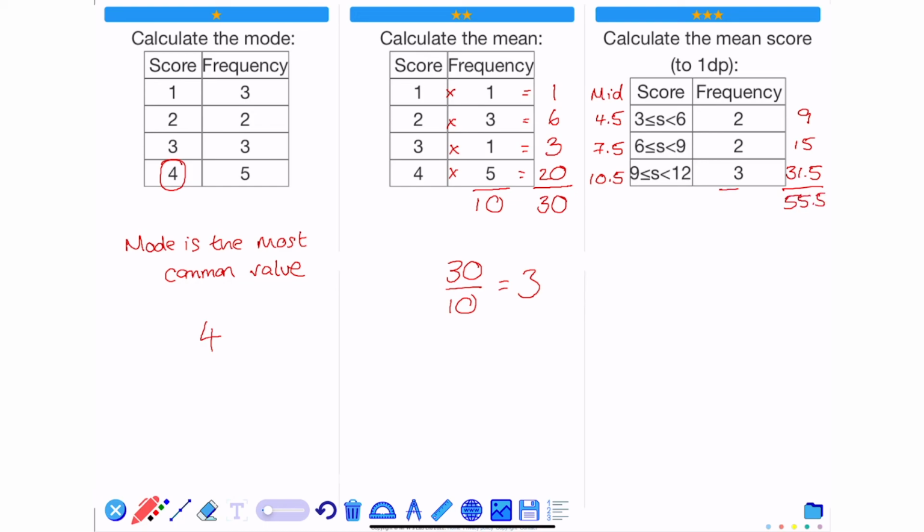And adding up the frequency, I can see that there were 7 numbers altogether in the original table. Now dividing what they all add up to by how many there are gives me 7.92857. So rounding to one decimal place, as the question asked, is 7.9. This is the mean.